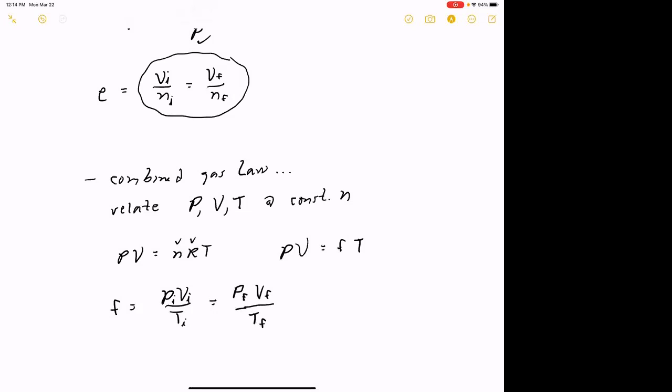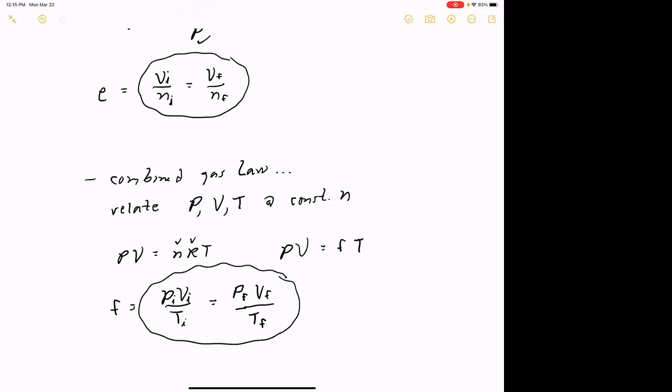So that's relating three of the variables at the same time instead of just two. So sometimes that combined gas law is useful to use. Matter of fact, we're going to do an example problem involving it here in just a moment. Okay, so outside of the ideal gas equation, these are all of the various gas laws that are going to be useful to you.